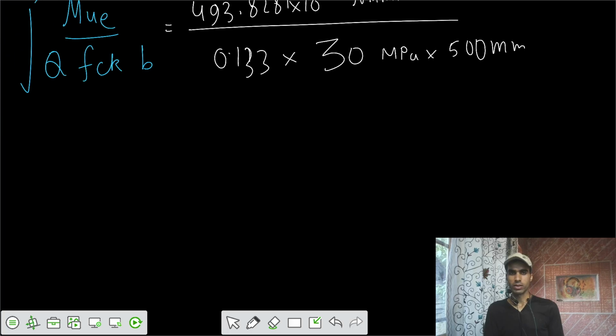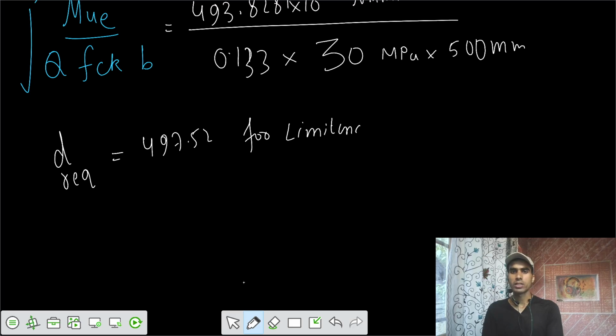So you would get the depth of the section required. That's 493.8281 into 10 power 6 divided by 0.133 into 30 into 500, and root of that is 497.52. So it says that the d required for the limiting condition is 497.52 millimeters.